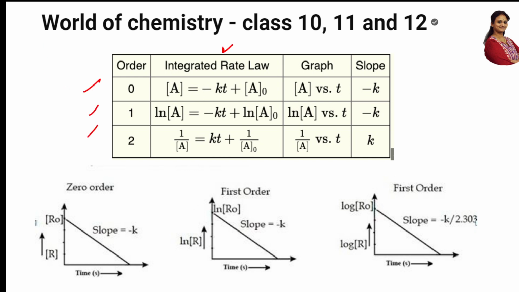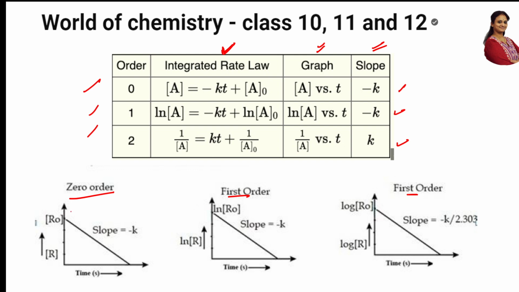Note the integrated rate law. Okay, graph and slope. So for zero order negative slope, for first order negative slope, for second order positive slope. Now I'm getting confused between these two. What should I do? Now this is one more graph also which you should study. Zero order, first order and second order. First order, both the cases.